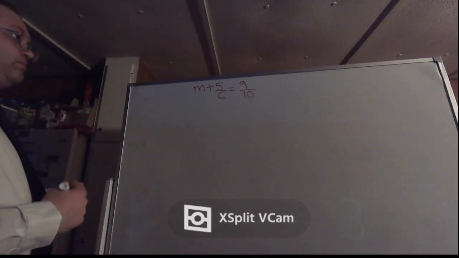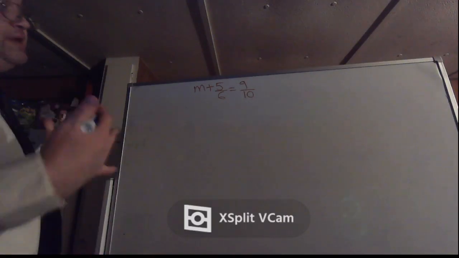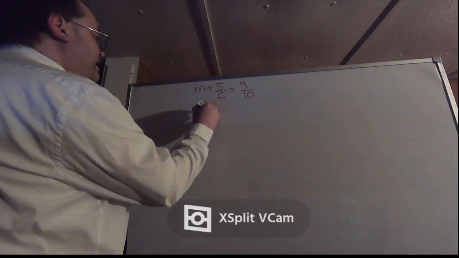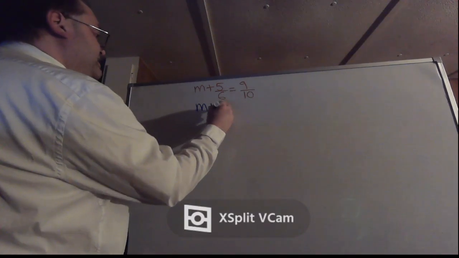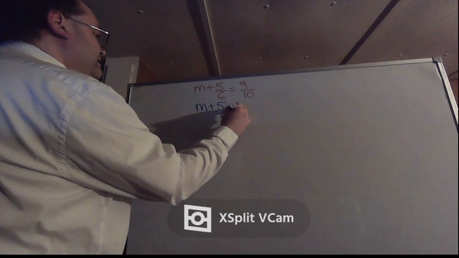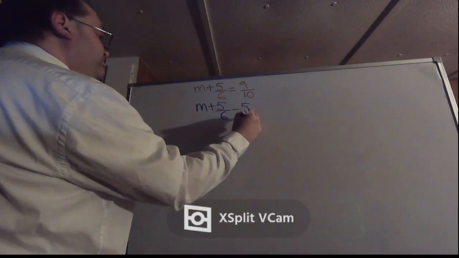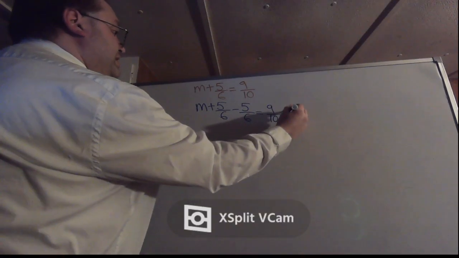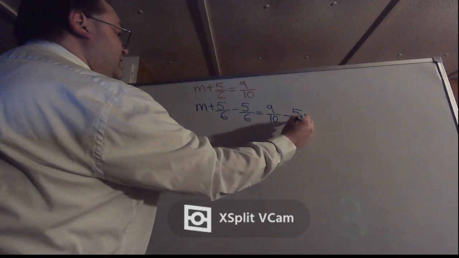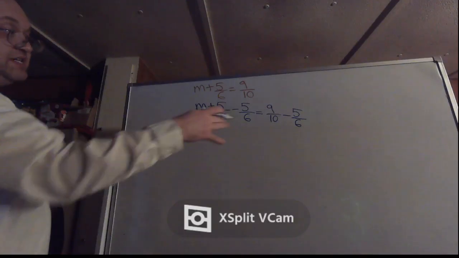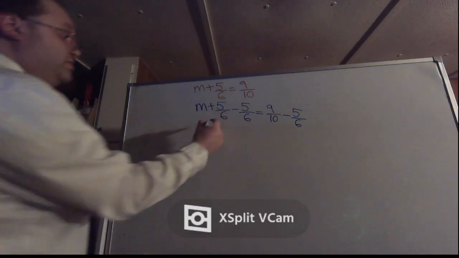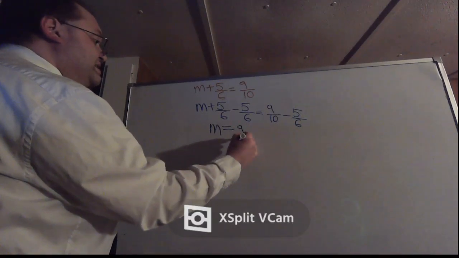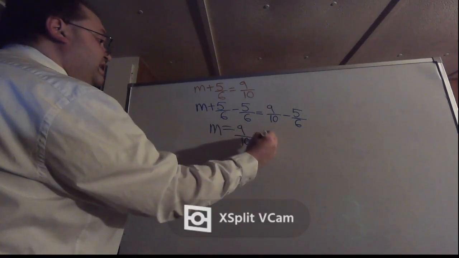Well, again, we want to get m by itself. So we're going to have to subtract 5/6 from both sides. So you'll get m plus 5/6 minus 5/6. That's going to equal 9/10 minus 5/6. So 5/6 minus 5/6, that's 0. You leave m all by itself on the left side. That equals 9/10 minus 5/6.